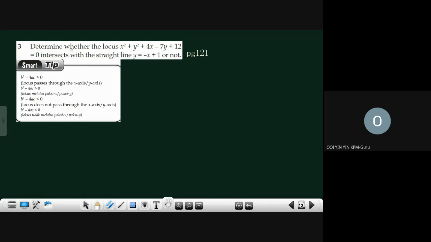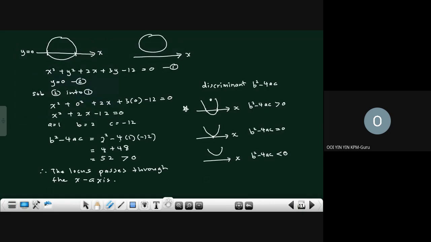Okay. Now, determine whether the locus x squared, y squared, and so on, intersects with the straight line y equals negative x or not. Okay, this one, the question asked is actually the same as this one. Intersect or not. So that means we have to find the discriminant b squared minus 4ac. Then we see whether it is greater than 0, that means it intersects. Equals to 0, actually also intersects at one point. And if it's less than 0, it means that it does not intersect. Okay, so we need to find this.